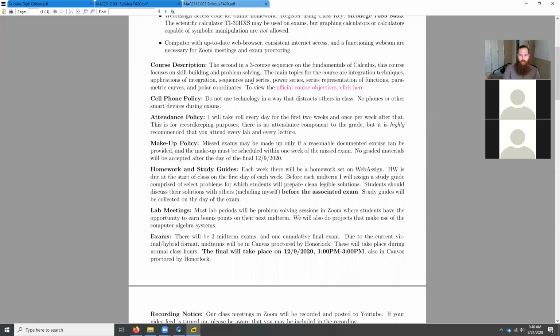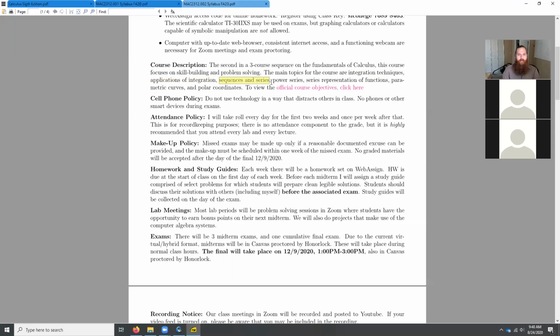Course description, so this is Calc 2. It's the second of the 3 calculus classes. We focus on skill building and problem solving, and the main thing we're going to talk about is integration. So how to integrate a whole bunch of things that we didn't know how to integrate at the end of Calc 1. We'll look at some applications of integration where you can find things in physics like work, things in statistics like average value, or things in geometry like volume and surface area.